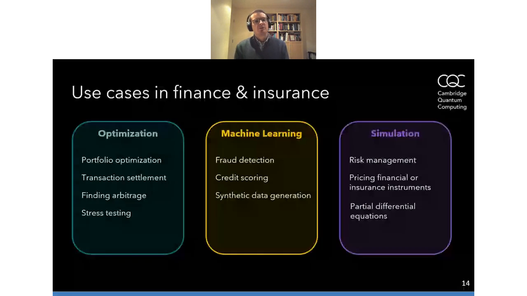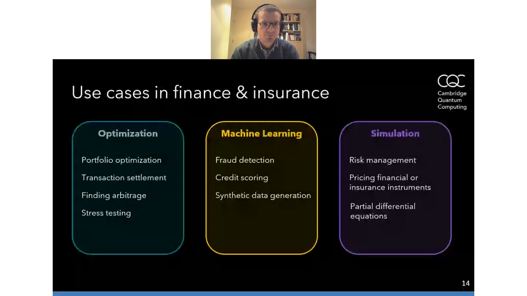So now let me start with a few of the use cases that we see in finance and insurance. The main structure that I want to put onto these use cases is to structure them into three categories. We have optimization problems, machine learning problems, and simulation problems. And then I've just listed a few of the use cases that banks and other companies are looking at. I will go into a little bit more detail on some of them.